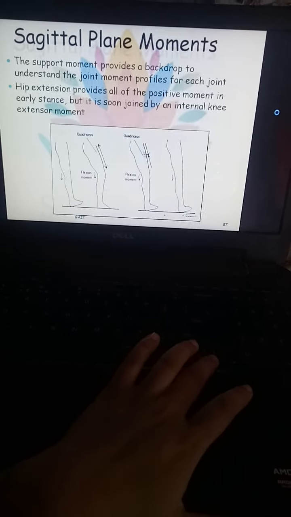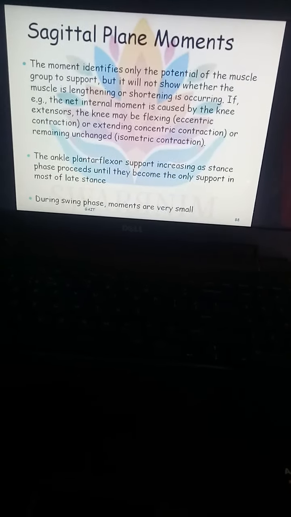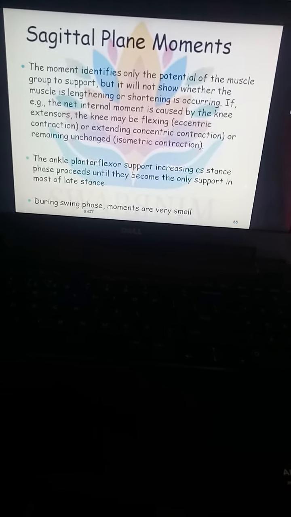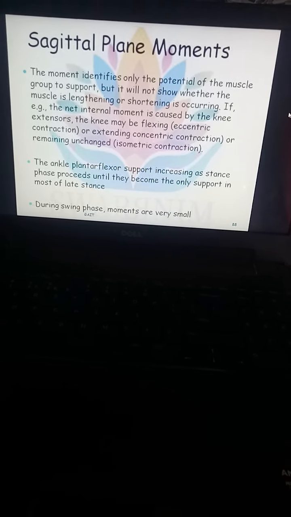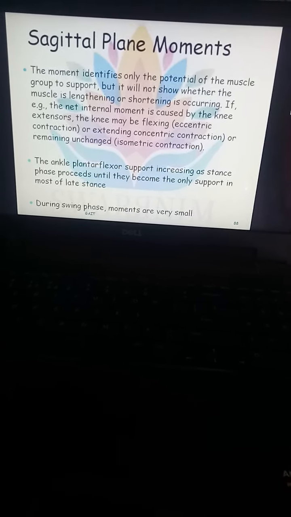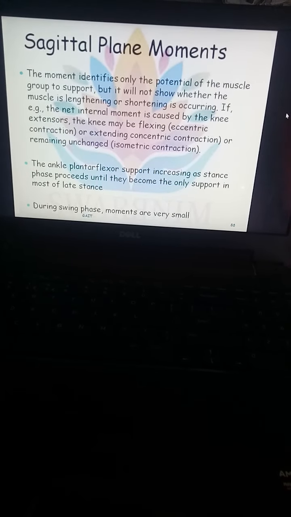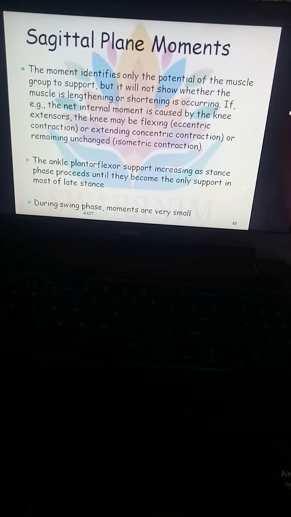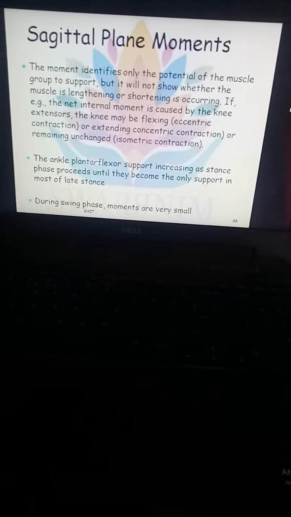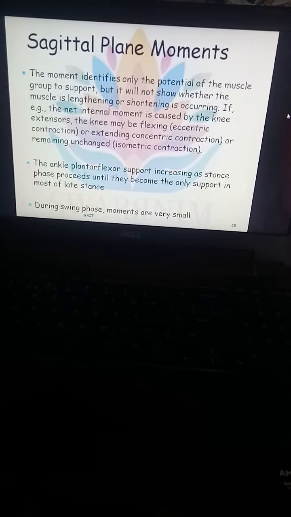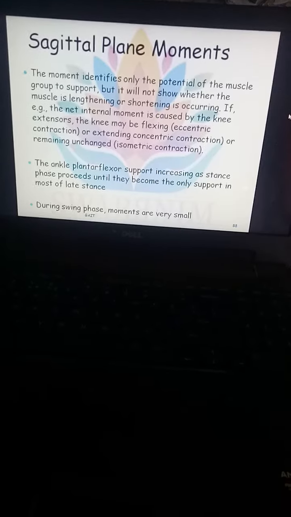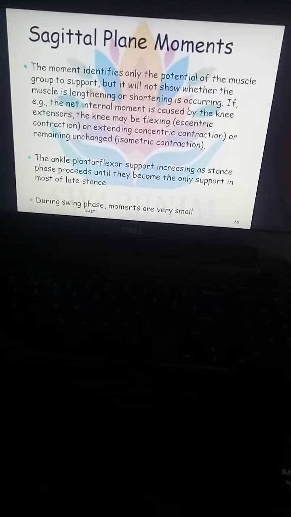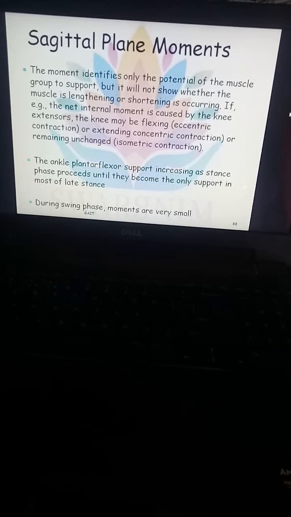Now next, the moment identifies only the potential of the muscle group to support, but it will not show whether muscle lengthening or shortening is occurring. So the forces identify only the muscle groups that support each other during the gait cycle, but they won't show which muscle is lengthening and which muscle is shortening.